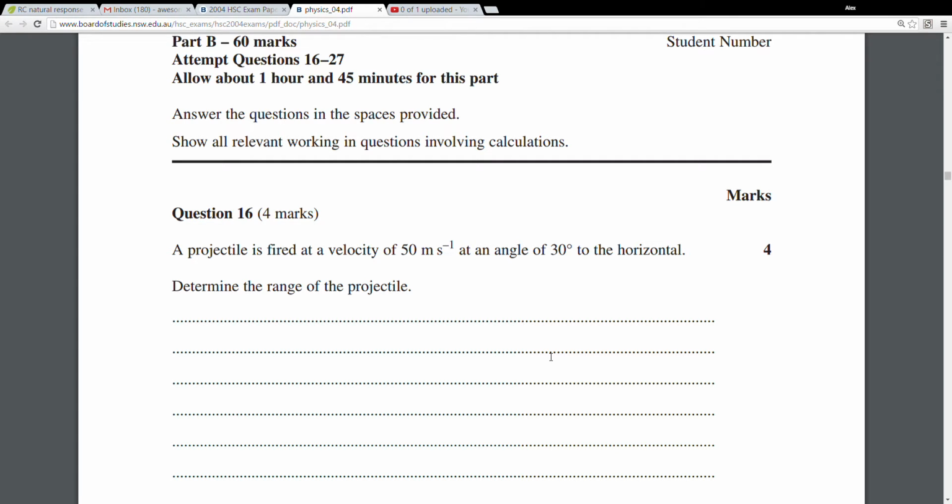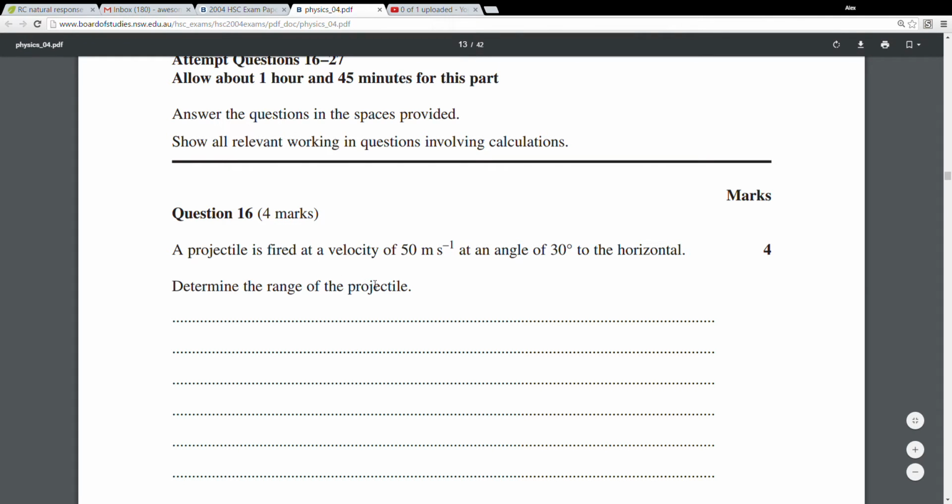Alright, hello. Welcome to 2004 HSC Physics short response questions. There's not many questions, but let's get through it.